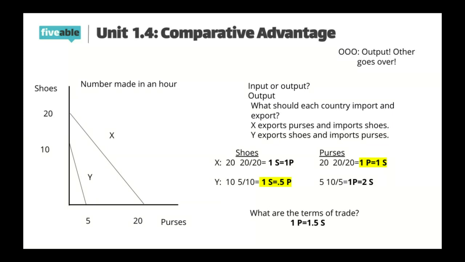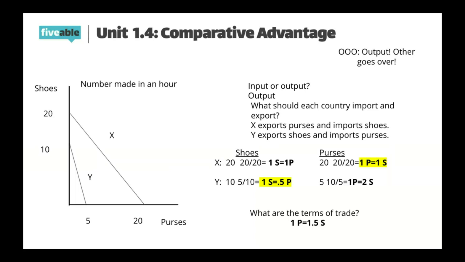And purse first, I know. So if we're looking at purses, 1P for country X is worth 1 shoe. 1P for country Y is worth 2 shoes. When we talk about terms of trade, we're talking about a trade between the two where both countries benefit from this. So it's got to be between 1 shoe and 2 shoes. So what is a nice in between the two? Hey, 1.5, done. The correct answer is a range.